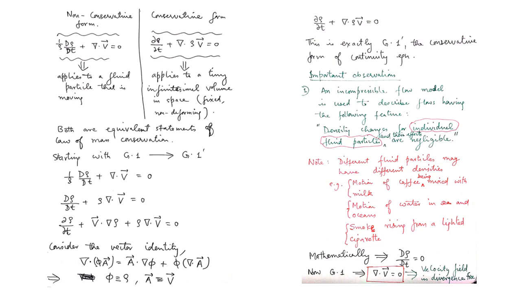So I have the final continuity, which is G.1 dash, exactly, right? Del rho del t plus divergence of rho v is equal to 0. So this is what I mean when I say that we started with G1 and we have ended at G1 dash. So both are two sides of the same coin actually. And what is that coin? Coin is the law of mass conservation.